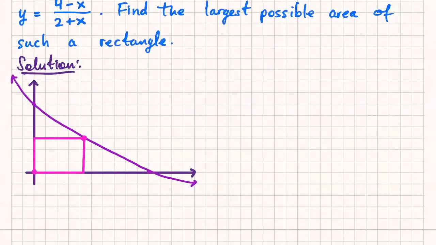So what variables do you want to introduce here? You might say X and Y. I really don't like X and Y. I'm going to call them W and H. So let's let W and H be the width and the height.